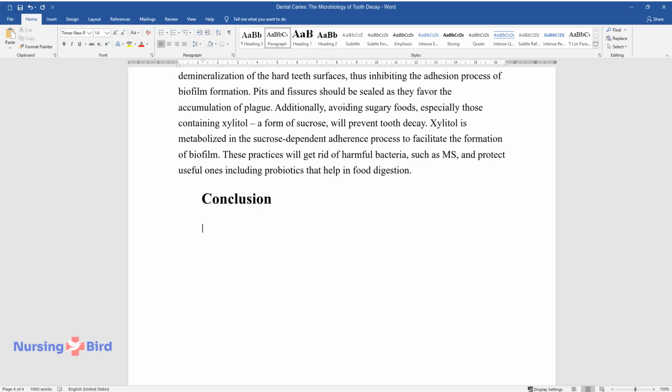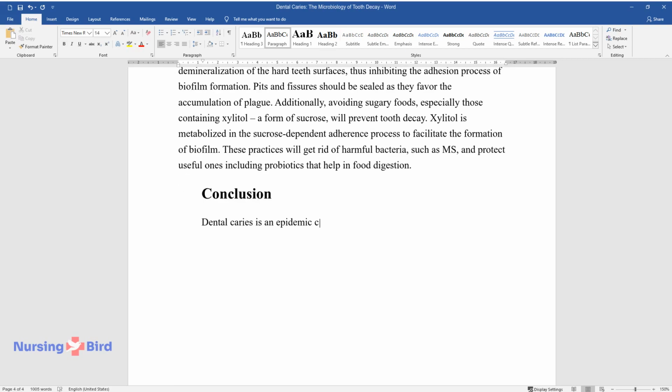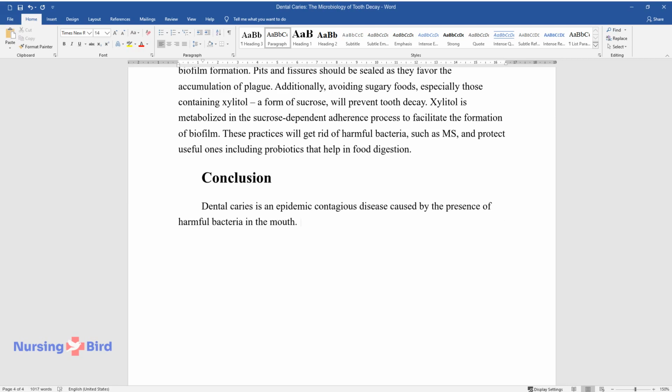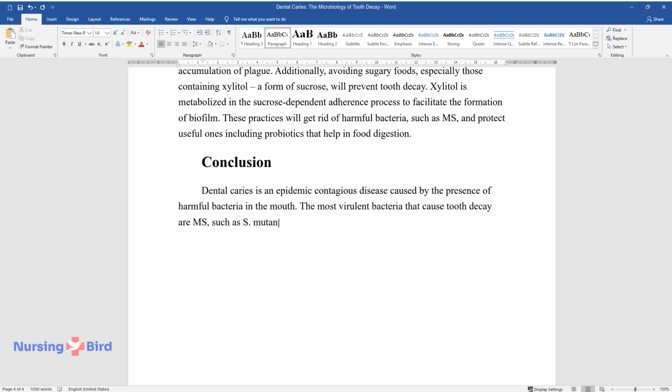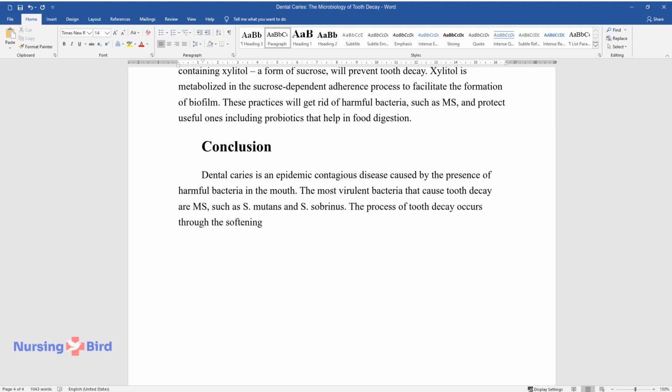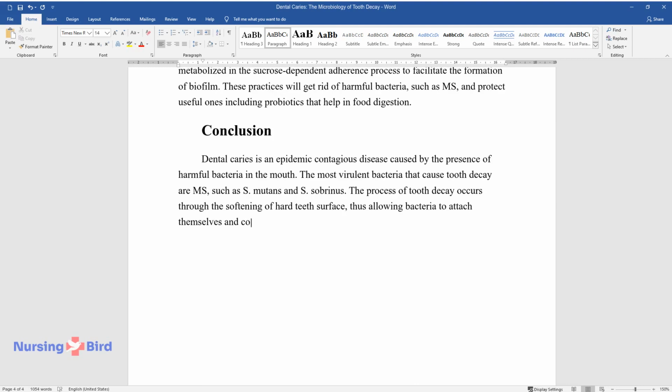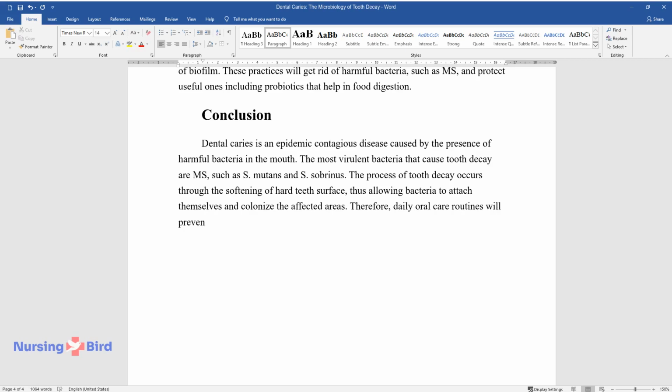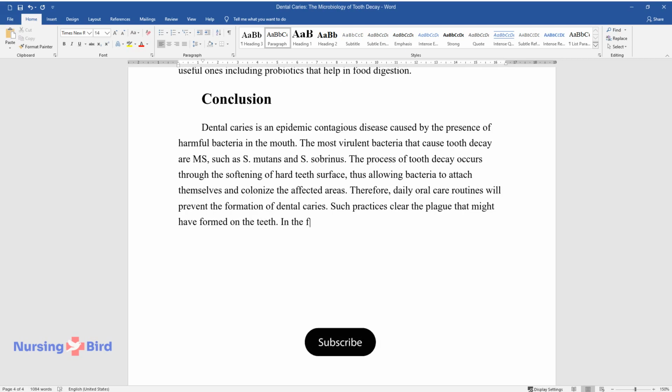Conclusion. Dental caries is an epidemic contagious disease caused by the presence of harmful bacteria in the mouth. The most virulent bacteria that cause tooth decay are MS, such as Streptococcus mutans and Streptococcus sobrinus. The process of tooth decay occurs through the softening of hard teeth surface, thus allowing bacteria to attach themselves and colonize the affected areas. Therefore, daily oral care routines will prevent the formation of dental caries. Such practices clear the plaque that might have formed on the teeth.